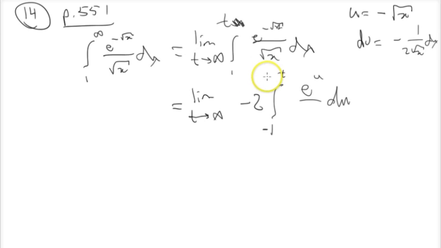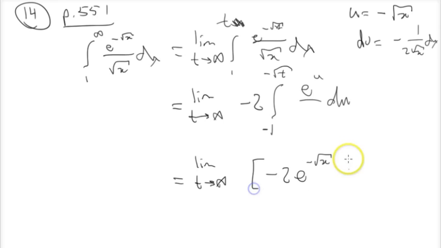what we can do is we can just write out negative e to the u, and so when we integrate this, we're going to get the limit as t approaches infinity so we integrate e to the u, and that's just going to give us another e to the u, so negative 2 e to the negative root x, and then we'll get our old limits back because we're back in terms of x, between 1 and t.